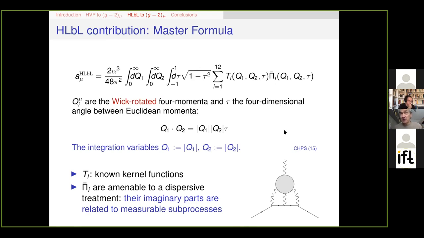And part of the work was to show that you can define this decomposition of this tensor in terms of these 54 different structures in such a way that these functions appearing here are free of kinematic singularities, so that you can describe them dispersively. And then unitarity tells you how these quantities are related to subamplitudes, which can be measured elsewhere. So they are measurable subprocesses.